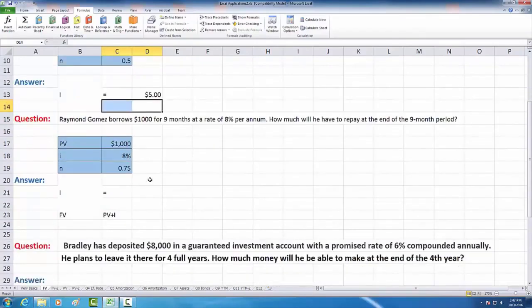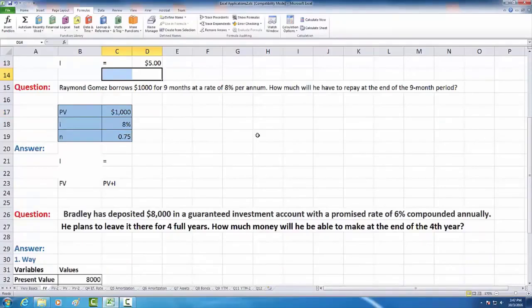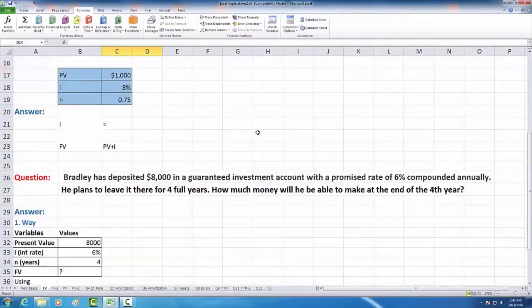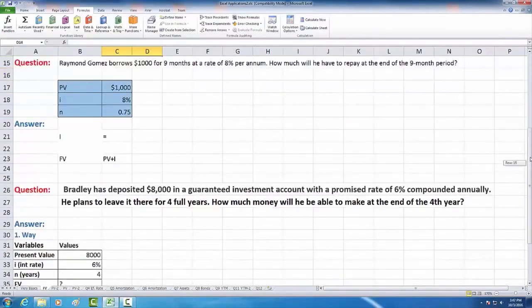Raymond Gomez borrows $1,000 for 9 months at a rate of 8% per annum. How much will he have to pay at the end of the 9-month period? Okay, so this was the question. Again I formed the table here, which is giving us the present value, interest rate, and number of periods. So I write here $1,000 as the present value. Interest rate is 8%.